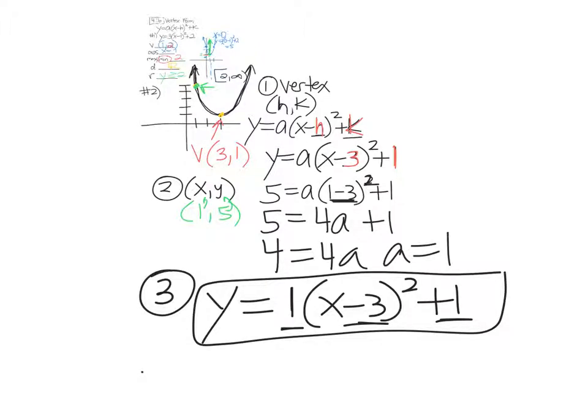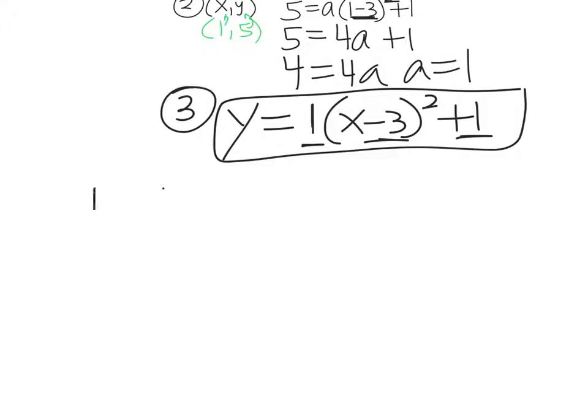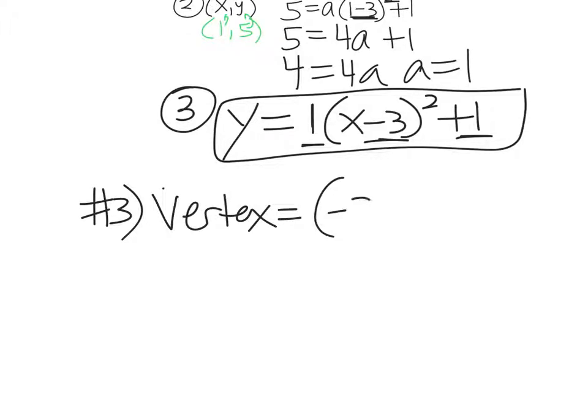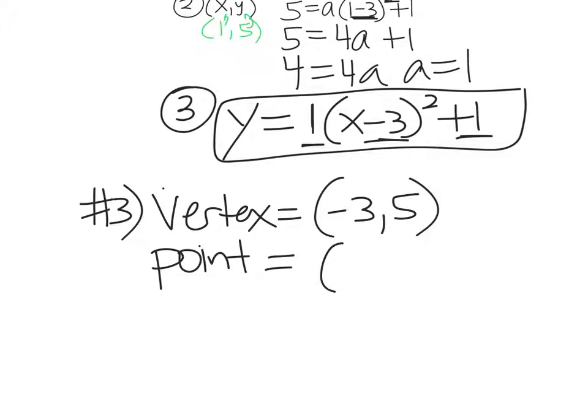All right, let's do another one. Number 3. Let's do this one. Let's say that the vertex is given to us as the point -3, 5, and some random point on our parabola is at -5, 8. Okay? All right.